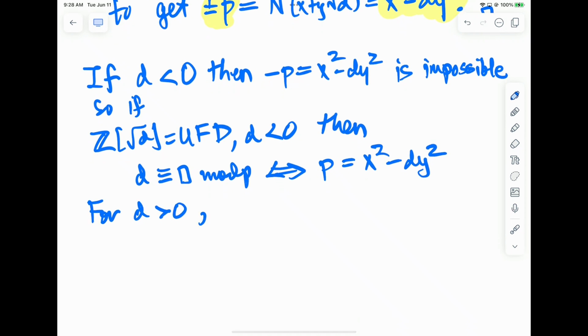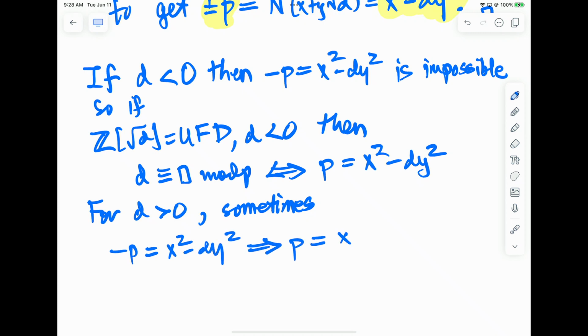For positive d, sometimes if minus p looks like this, this actually implies p also looks like this for some other integers, x prime and y prime, but sometimes not.